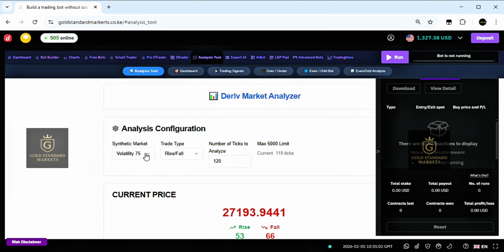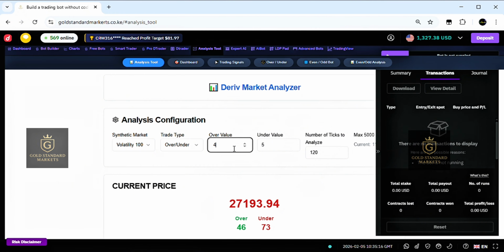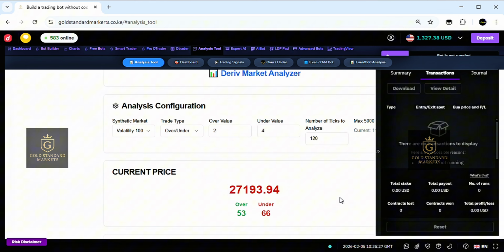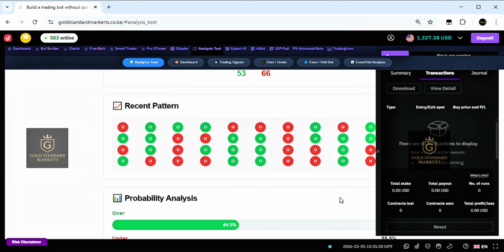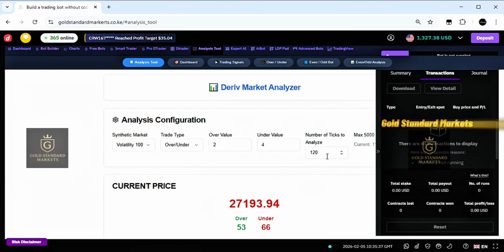Now, before we run it, I'm going to show you how to set up the analysis tool. Since we're using Volatility 100, we're just going to switch it to Volatility 100, and then we are trading the over and under. I think here the over value should be 2, and then the under value should be 4. Then we can scroll down. Oh, I think there's one more detail I need to put in. Let me scroll. Yeah, this place that is 120, I'm going to change it to 10, and then the analysis tool is set.